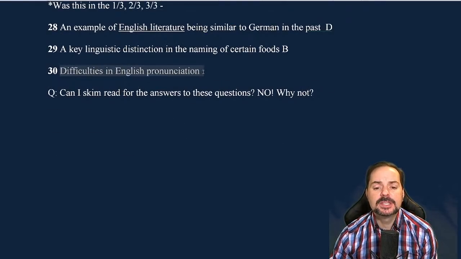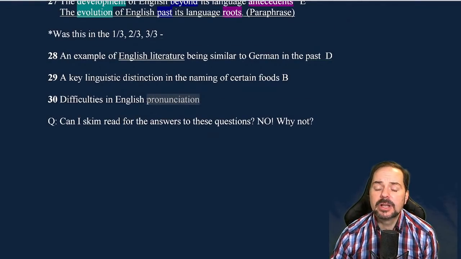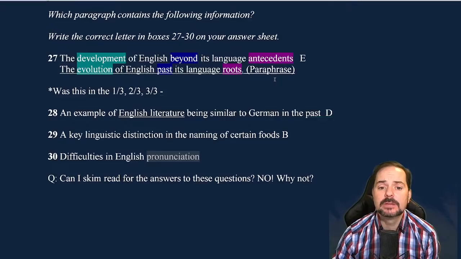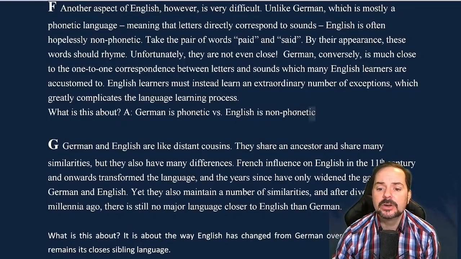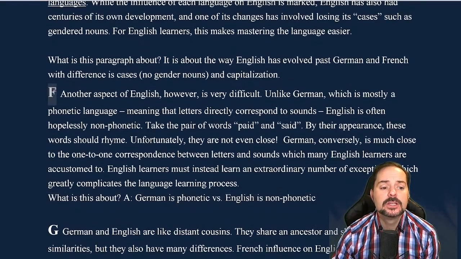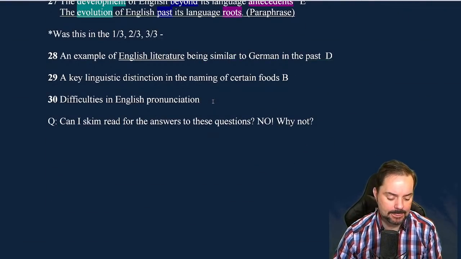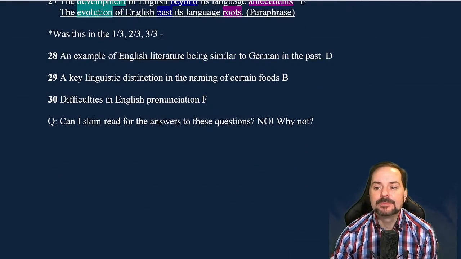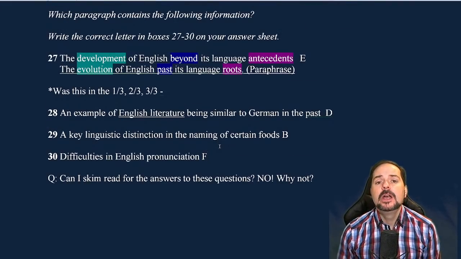Difficulties in English pronunciation. I know that that one is about phonetics. So this is what happens when you understand the passage, right? So you might do a search for pronunciation. You might find it, but we're actually looking for phonetics here. I remember that was kind of somewhere near the end, and here it is. So German is phonetic, English is non-phonetic. So the answer there is F, all right? Okay, so correct answers E, D, B, and F, all right?